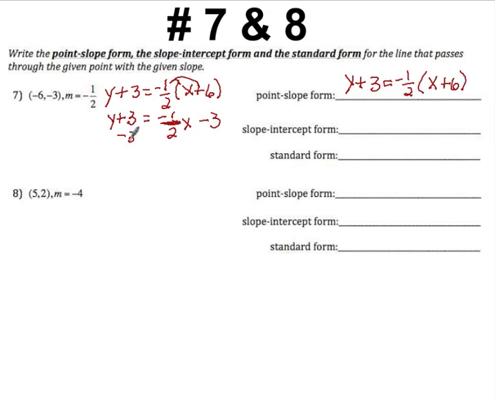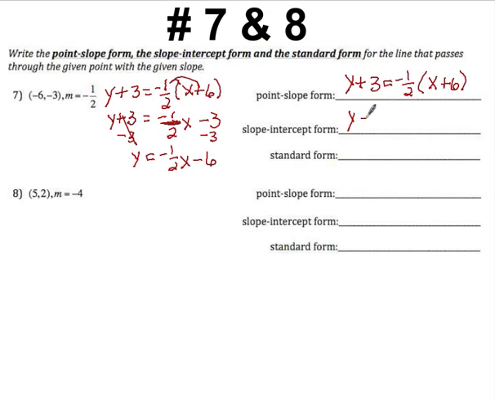Then we subtract 3 from both sides to get y by itself, and I get y equals negative 1/2 x minus 6. And if you notice, this is now in slope-intercept form. That's the next form I need.